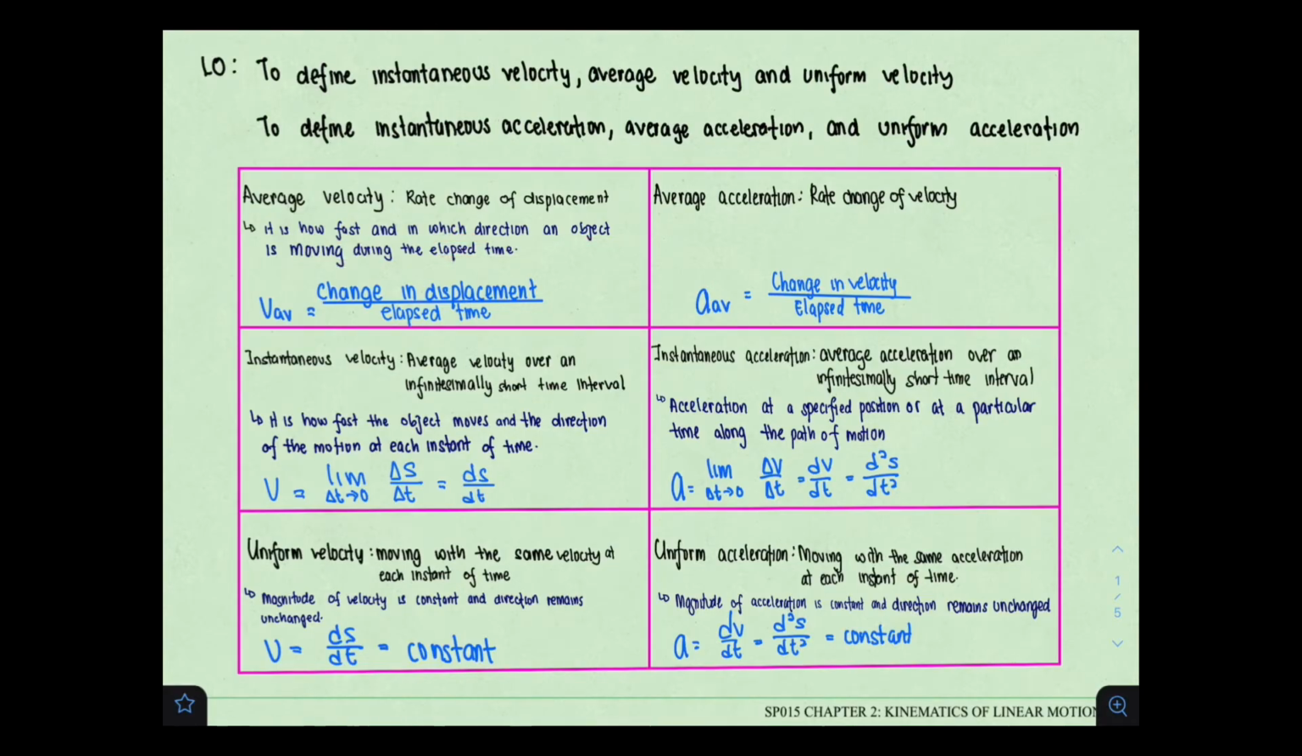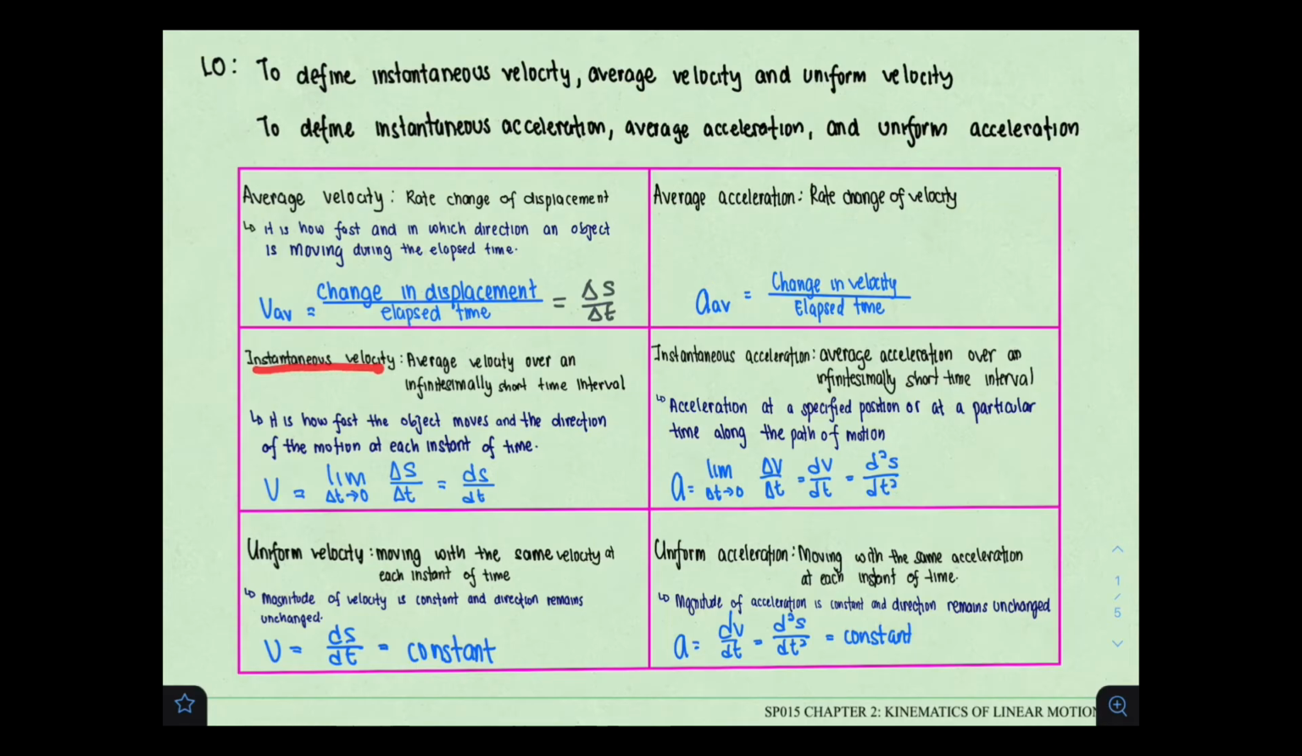Okay, maksudnya betapa lajunya sesuatu objek itu akan bergerak in a certain direction, dalam sesuatu arah dalam masa yang diberi. That is what we call average velocity, which is change in displacement over elapsed time, ataupun by equation kita boleh tulis here delta S over delta T. Okay, next adalah instantaneous velocity.